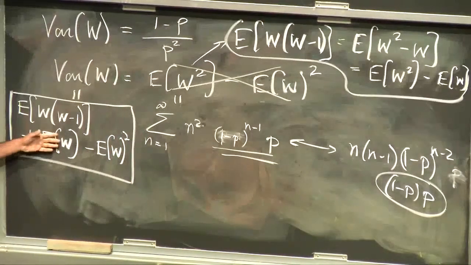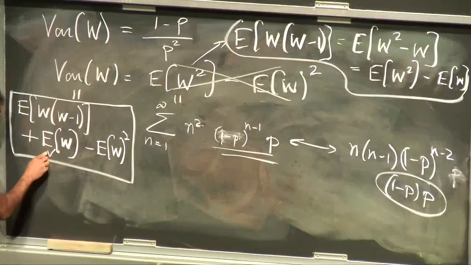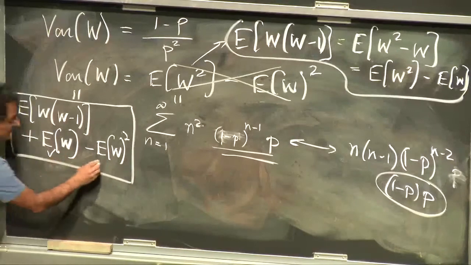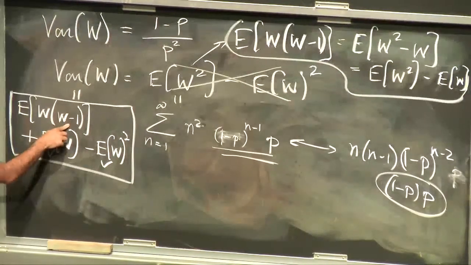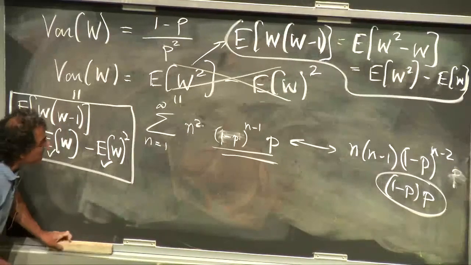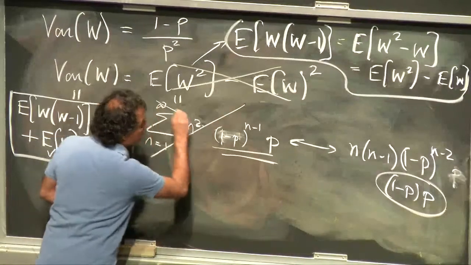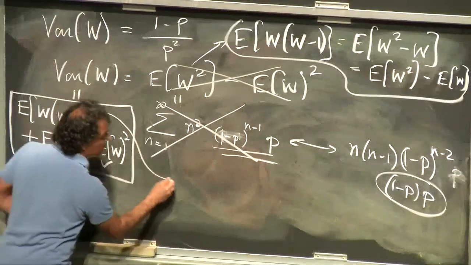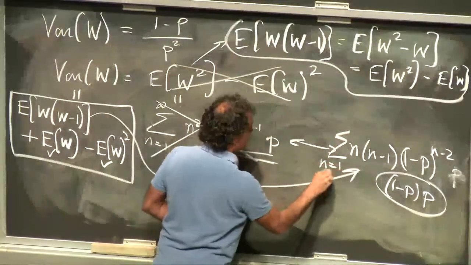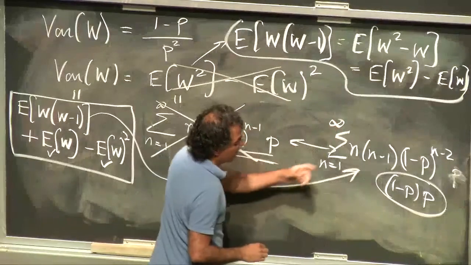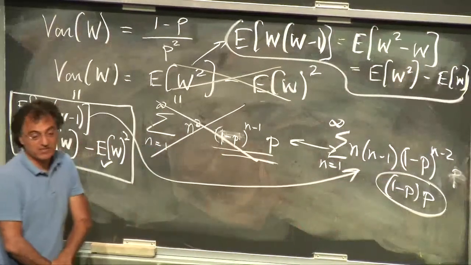Okay, so we work with this formula. And now we can say, this we know, expected value of W is 1 over p. This we know, expected value of W squared is 1 over p squared. This we can compute because now instead of this summation, which we didn't want, this is that summation: summation n equal to 1 to infinity of n times n minus 1 times 1 minus p to the n minus 2 times 1 minus p times p.